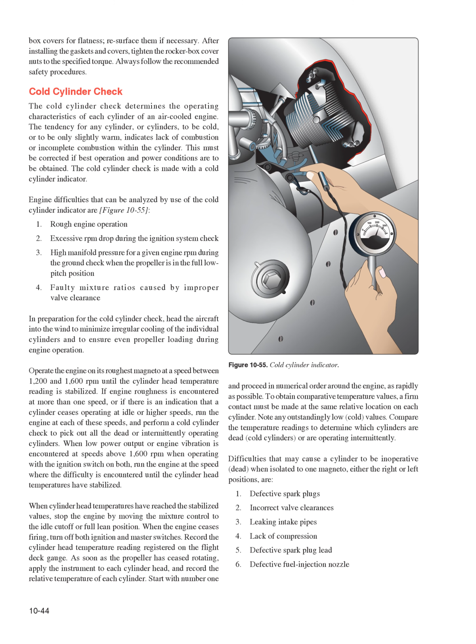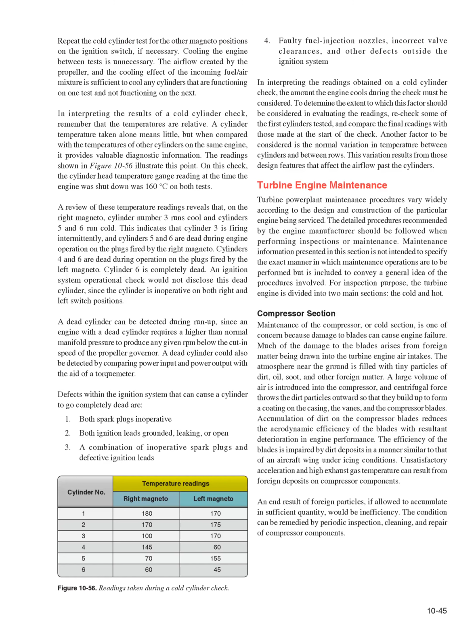Note any outstandingly low, cold values. Compare the temperature readings to determine which cylinders are dead, cold cylinders, or are operating intermittently. Difficulties that may cause a cylinder to be inoperative, dead, when isolated to one magneto, either the right or left positions, are: 1. Defective spark plugs. 2. Incorrect valve clearances. 3. Leaking intake pipes. 4. Lack of compression. 5. Defective spark plug lead. 6. Defective fuel injection nozzle. Repeat the cold cylinder test for the other magneto positions on the ignition switch, if necessary.